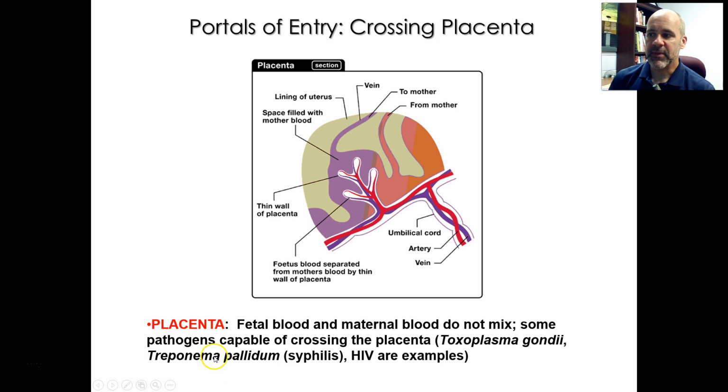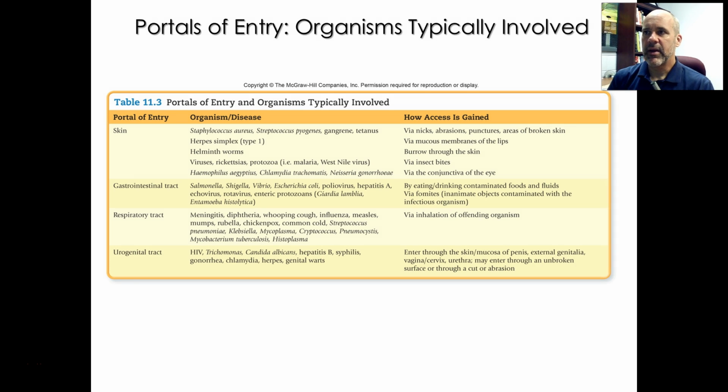Treponema pallidum, that's a spirochete type of bacteria that causes syphilis. That can cross the placenta, unfortunately. HIV, unfortunately, can cross the placenta from a mother to a developing embryo or fetus. So unfortunately, there's some pretty nasty things that are capable of crossing the placenta. Not all microorganisms can. So just because a mother has an infection with some kind of bacterial organism or a protozoan or a virus, not all microbes can cross the placenta.